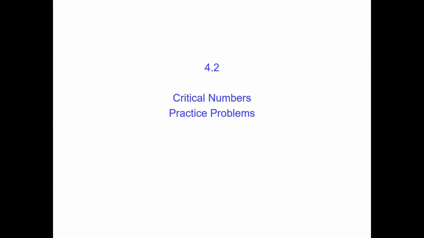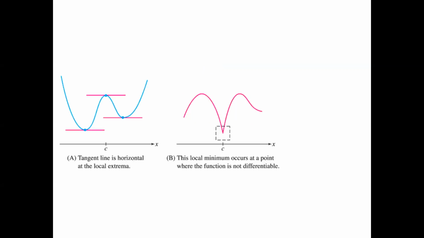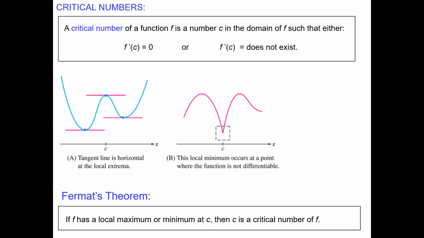Critical numbers. In this video, we will calculate the critical numbers of the function. Let's start with the definition of the critical number. A critical number of a function f is a number c in the domain of the function, such that either the derivative at the point c is 0 or the derivative at the point c does not exist. If the derivative is 0, we know that at that point the tangent line is horizontal.